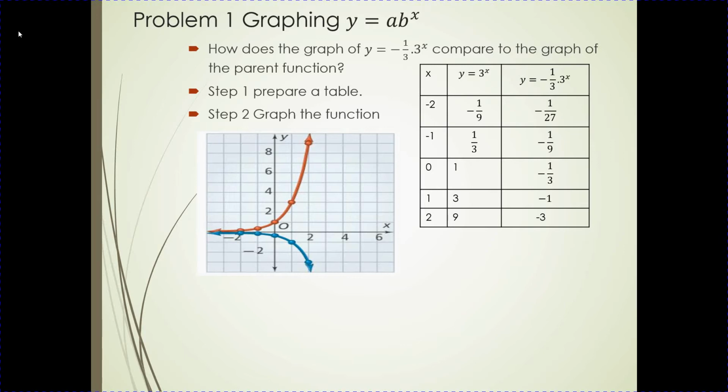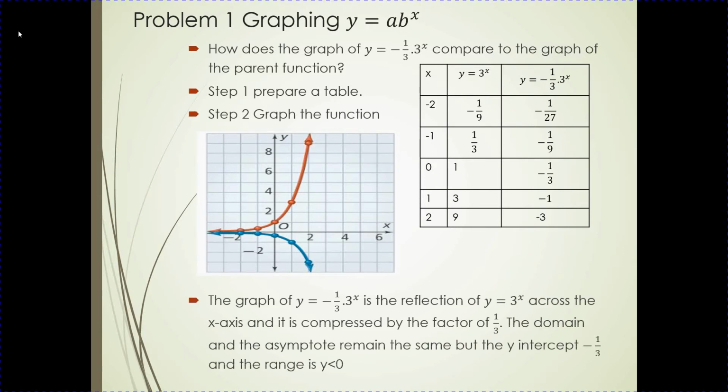The red one shows the graph of y equals 3 to the power of x, and the blue one shows y equals negative 1 over 3 times 3 to the power of x. As you can see, the graph of y equals negative 1 over 3 times 3 to the power of x is a reflection of y equals 3 to the power of x across the y-axis. And as you can see, the blue graph moves away from the y-axis. That means you are compressing by the factor of negative 1 over 3.